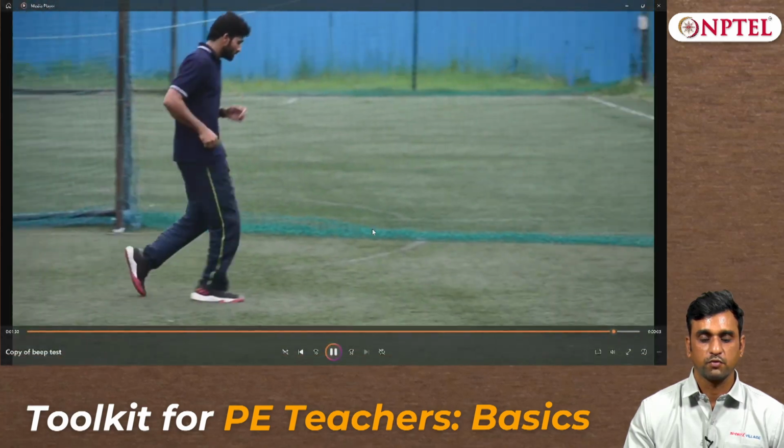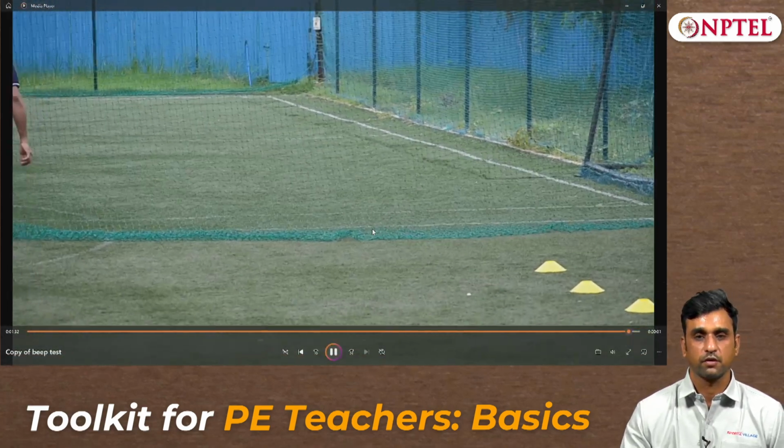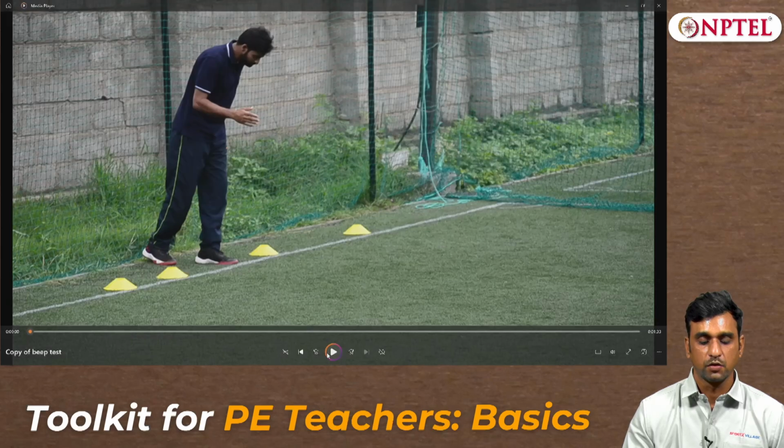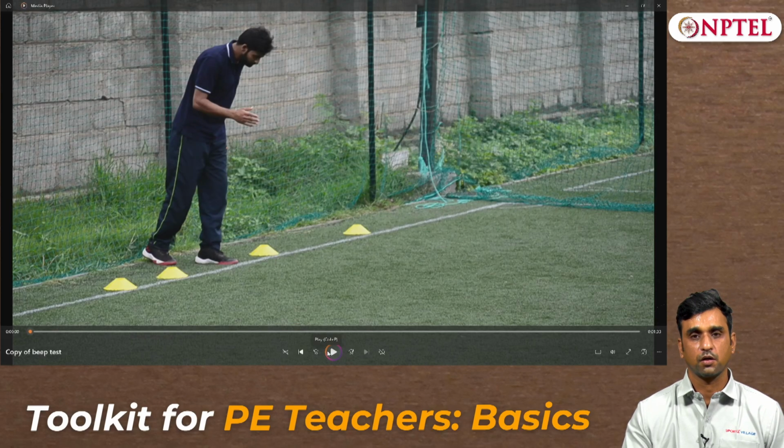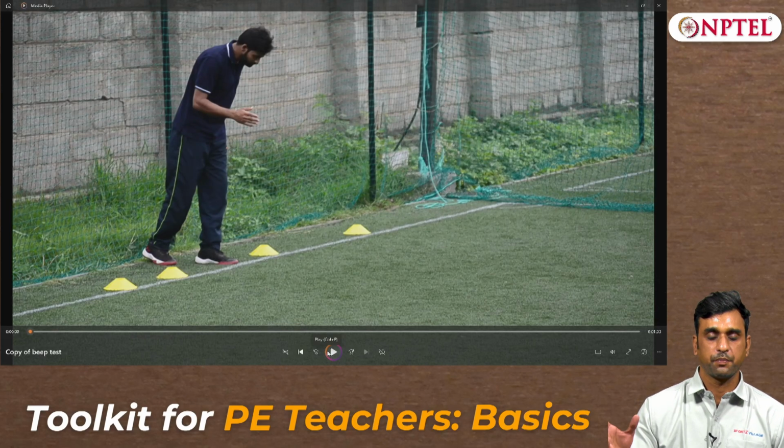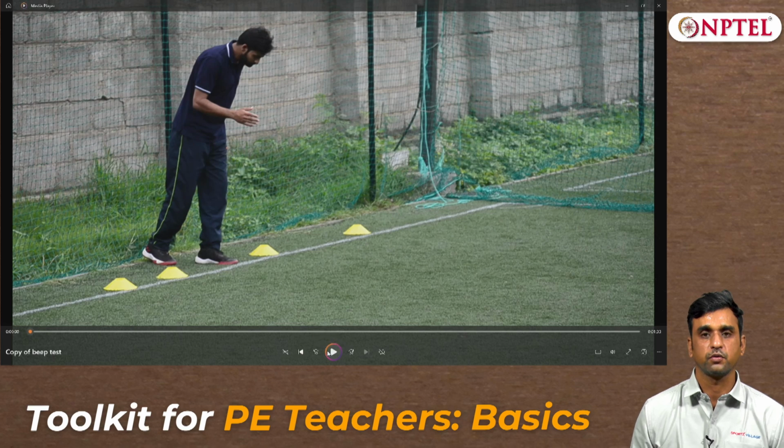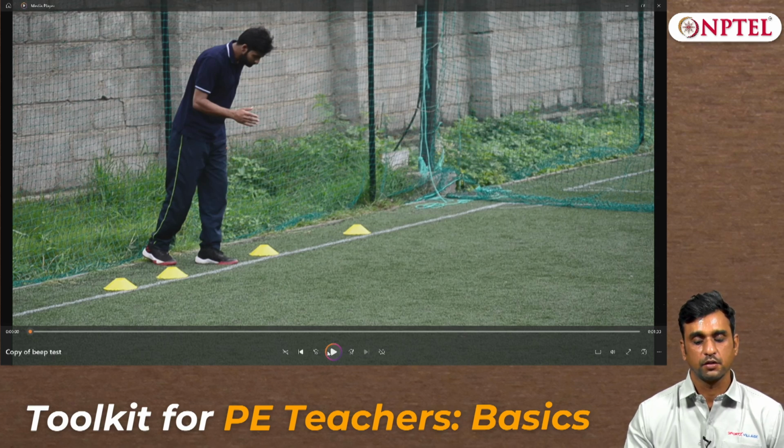And after the first warning, again, the student was not able to cross the line. So here is when you record their score. At whatever lap the students were terminated, you do a minus 2. Suppose this was at the 9th lap that he was not able to do 2 consecutive laps, the score will be 9 minus 2, which is 7.